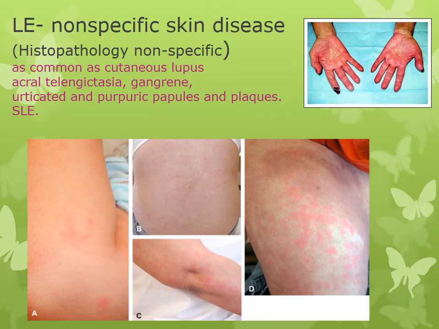The second type of cutaneous manifestation of SLE is the non-specific skin disease, which is a result of circulating autoantibodies, vasculopathy or vasculitis. The most common presentation is urticaria and purpura. And in the hand, there may be acral telangiectasia and gangrene.